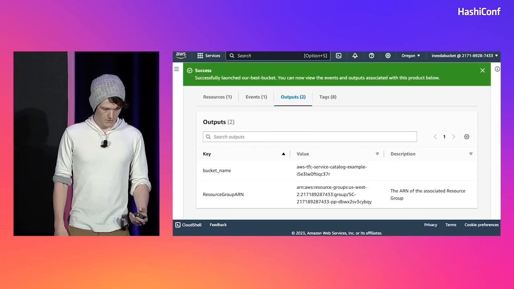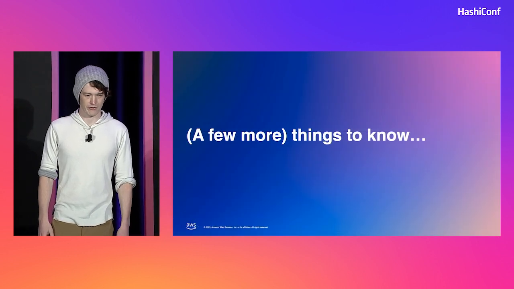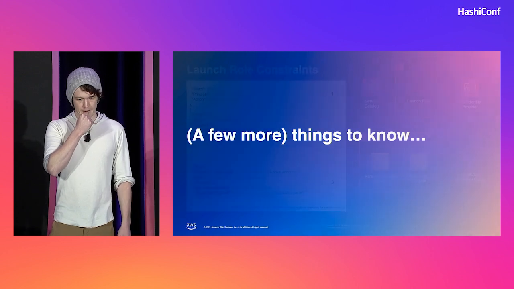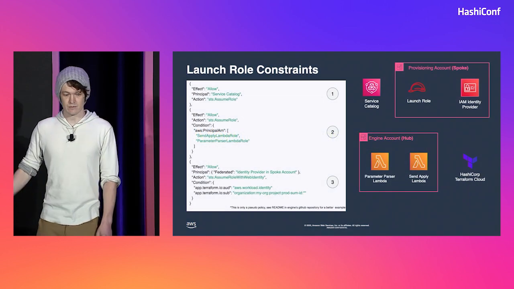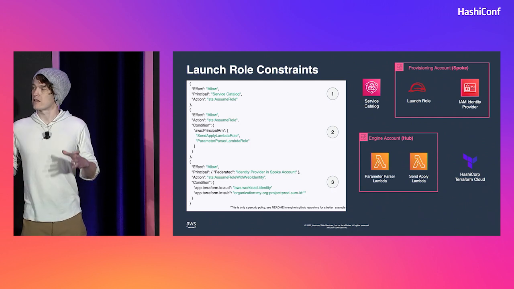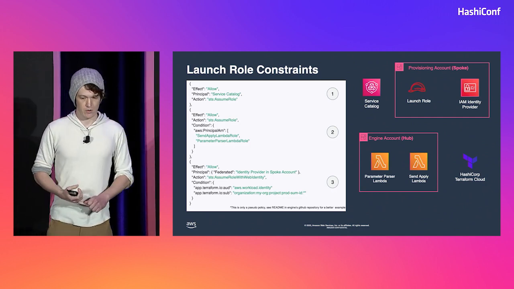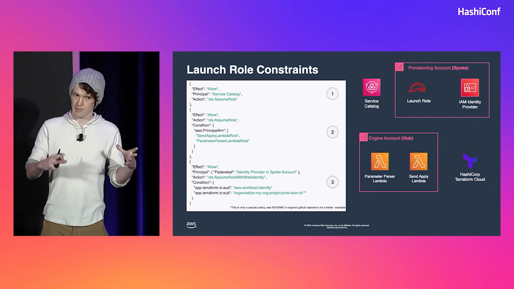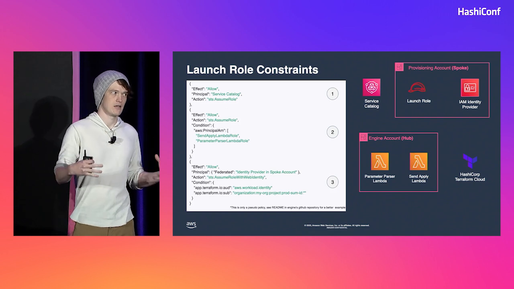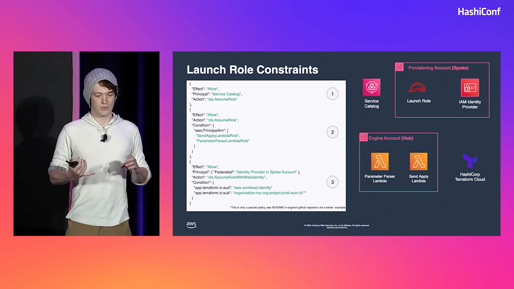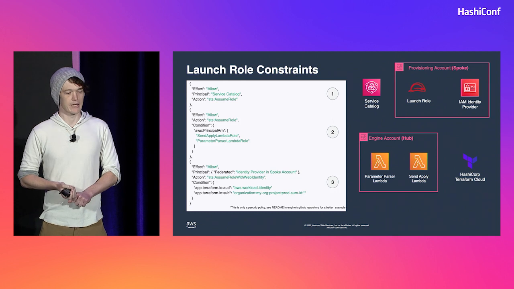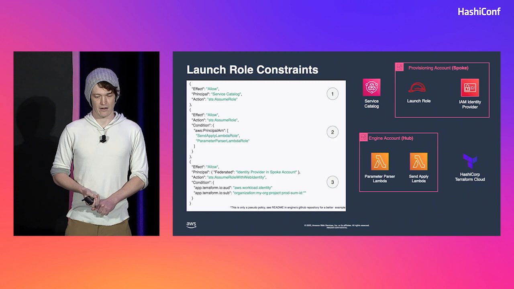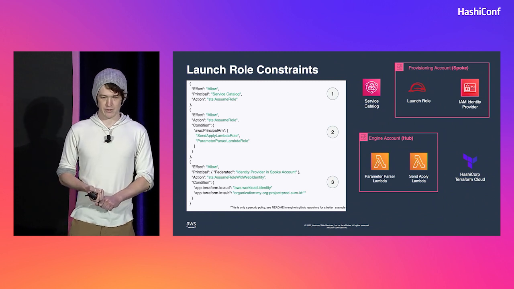OK, with the time we have left, just going over a few other things to know. Just some bonus tidbits for you all here. We have launch role constraints. So when you create the product launch role, a few things to note. It's going to need access to the Terraform configuration files inside the hub account. When you created the product, you put the configuration in a tar file, put it in S3, and the launch role needs to be able to read those Terraform configuration files from S3. So it needs permission to do that.